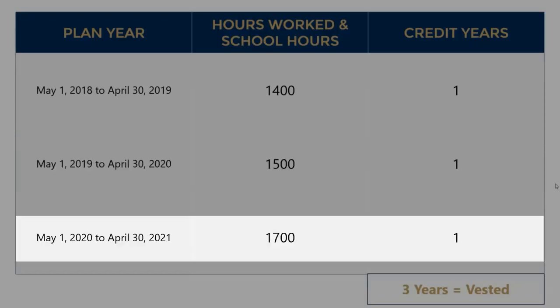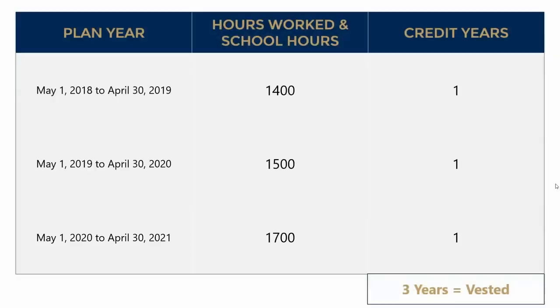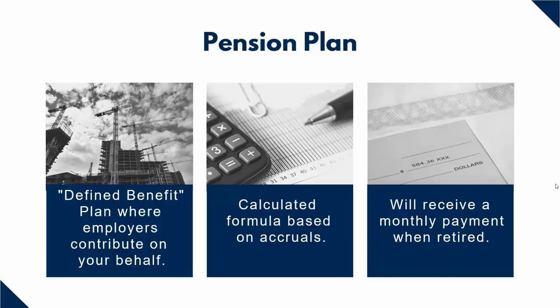Now, if we look at the following plan year, May 1st of 2019 through April 30th of 2020, the participant worked 1,700 hours. They earned another plan year. When you total the 3 years up, they have 3 years of credited service, which qualifies them as vested under the retirement accounts. You should also know that as a participant in the school, your school hours do get credited towards that vesting service.